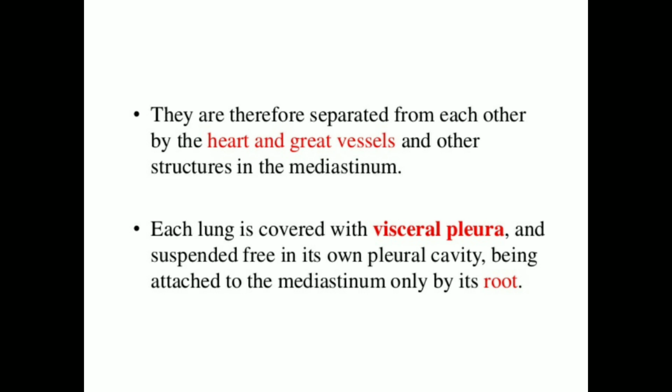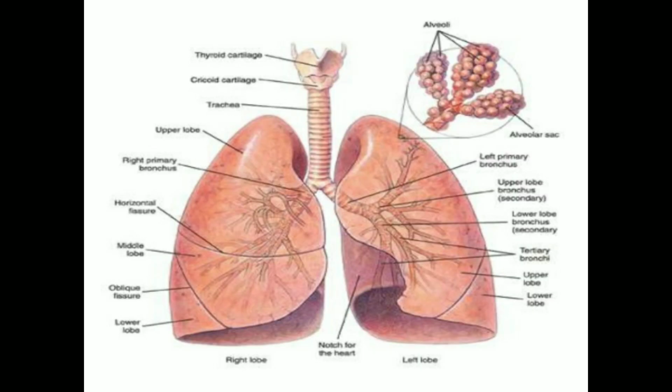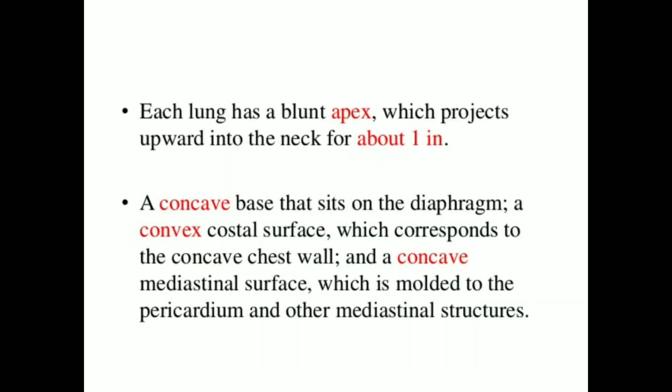Each lung is covered with visceral pleura. There are two layers of the pleura. We have seen that one is called the parietal pleura and the other is the visceral pleura. Each lung is covered with visceral pleura and suspended free in its own pleural cavity, being attached to the mediastinum only by its root. You can see here the two lungs, the right lung and the left lung.